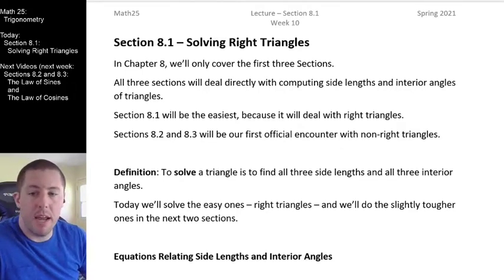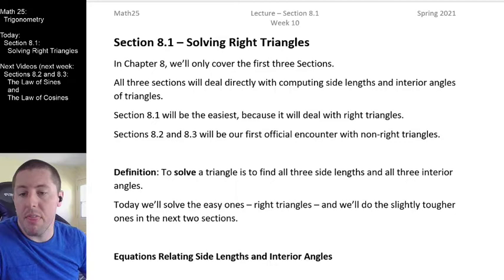In general, the 3 sections that we're going to cover in chapter 8 are going to deal with solving triangles. To solve a triangle is to identify the 3 side lengths and the 3 angles associated with the triangle, the interior angles, those angles on the inside there.